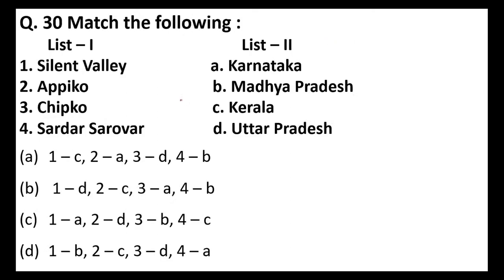Match the following. You have to match Silent Valley, Pico, Chipko, and Sardar Sarovar with the list: Karnataka, Madhya Pradesh, Kerala, or Uttar Pradesh. The right answer here is option D: Silent Valley, Madhya Pradesh, or Pico. You have Kerala, Chipko movement. You have Uttar Pradesh and Sardar Sarovar in Karnataka. Okay.